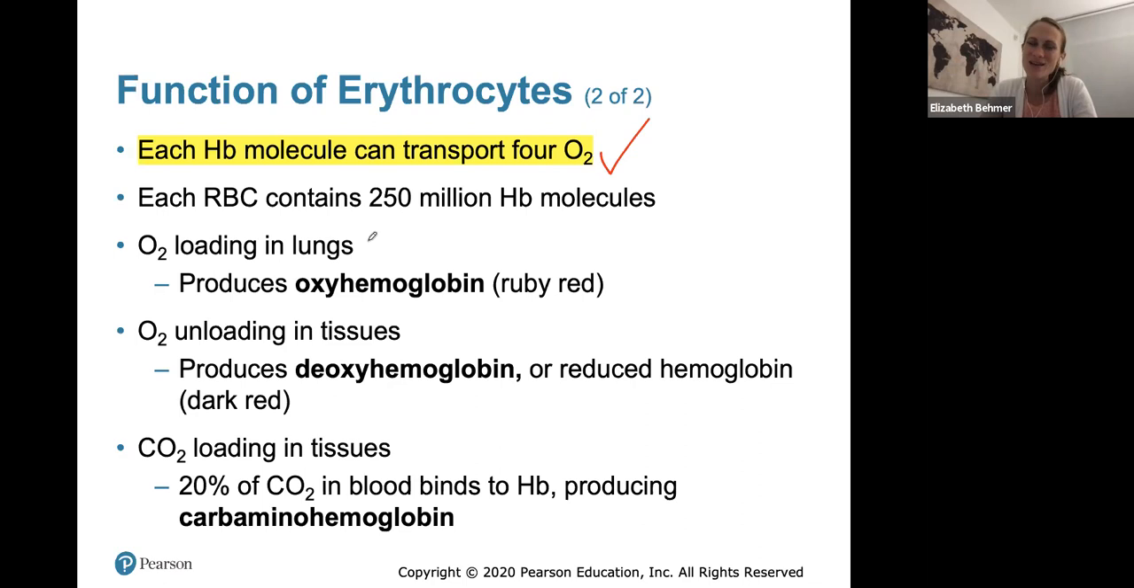Oxygen loading in lungs produces oxyhemoglobin. Oxygen unloading produces deoxyhemoglobin, and carbon dioxide loading in tissues produces carbaminohemoglobin.